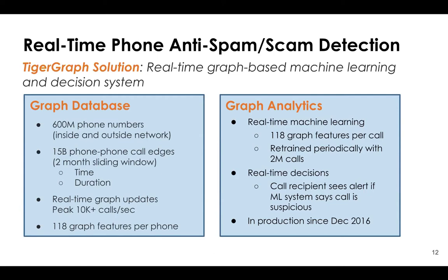On the graph analytics side, the real-time machine learning has these 118 graph features per call. And the model, we retrain periodically with about 2 million calls. And in real time, when a call comes in, the call recipient is able to see the alert if the machine learning system determines that the call is suspicious. And this system has actually been in production since December 2016. So it's been in production for almost 3 years.